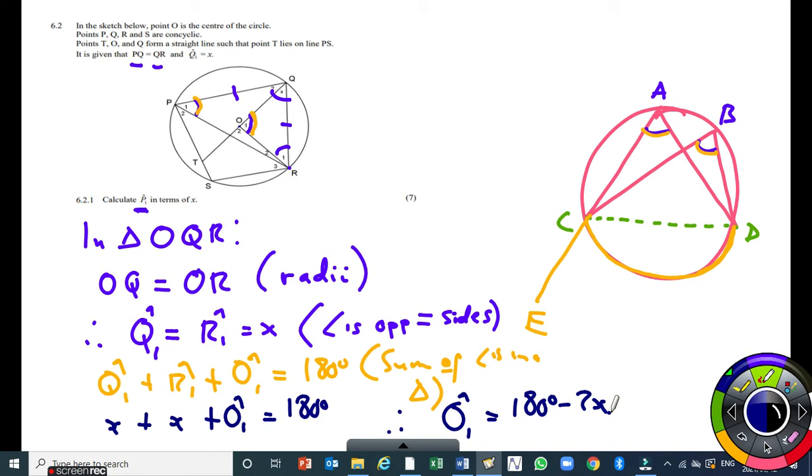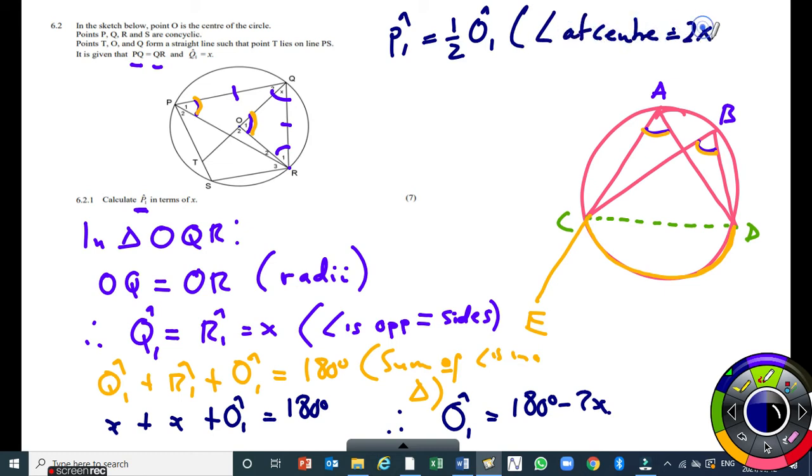Now that I found the angle at the center, I know that based on theorem 2, angle at the center is 2 times angle at the circumference. It means O1 is 2 times angle P1. So I'm going to write here P1 is equal to half of O1. It's the same thing as writing O1 is equal to 2 times P1. In my reason here, it's angle at center equal to 2 times angle at circumference. But what is O1? That's half times this answer here.